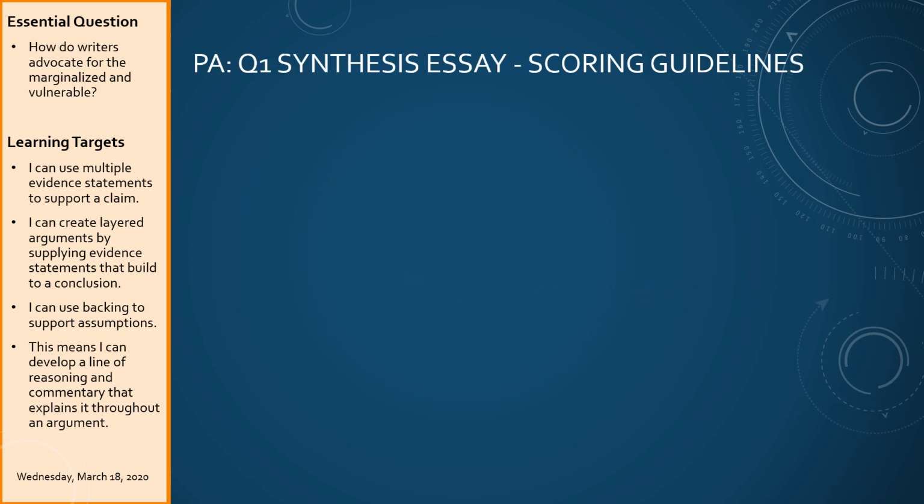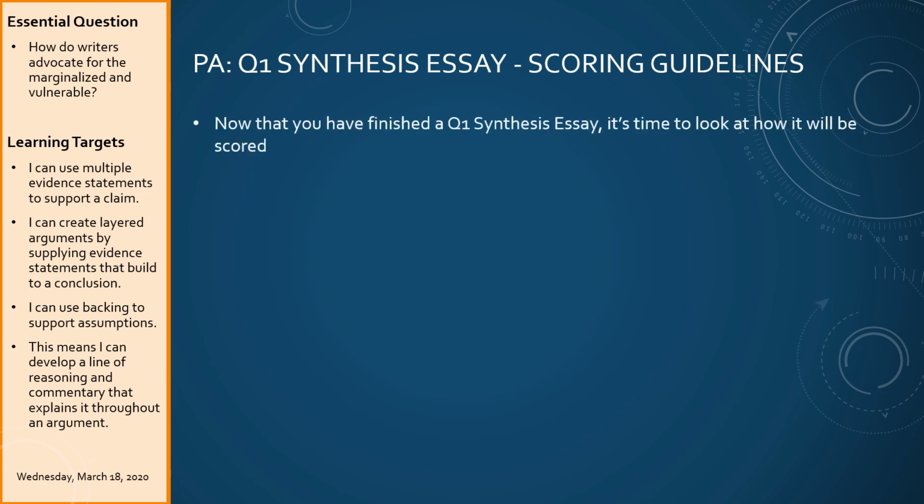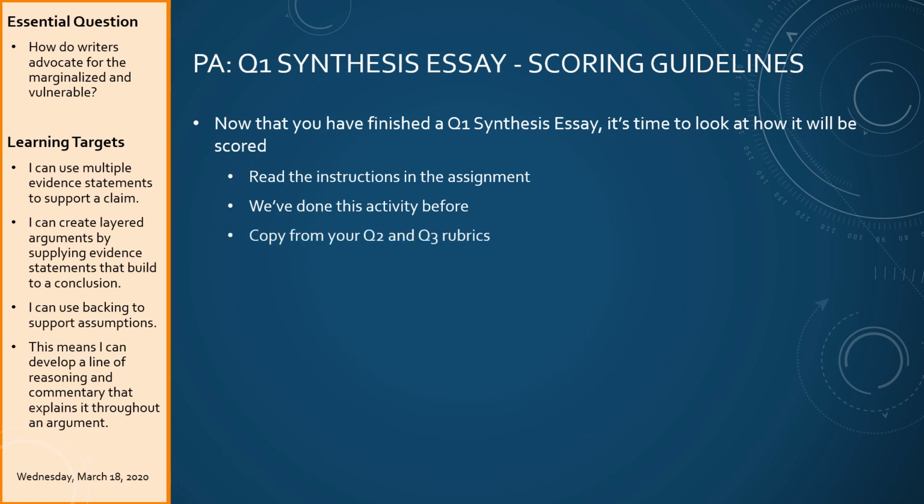Now it's time to get back into the Q1 synthesis essay. We're going to take a look at the scoring guidelines. Now that you've finished a whole Q1, it's a good idea to look back at how that essay will be scored by your AP raters. So I created an assignment for this. Read the instructions in that assignment. We've done this sort of marking activity before where you mark and highlight the specific words and phrases in the scoring guidelines. Please use your Q2 and Q3 rubrics that you've already marked up. Copy from them because, again, 80% of the language is the same across all 3 rubrics.